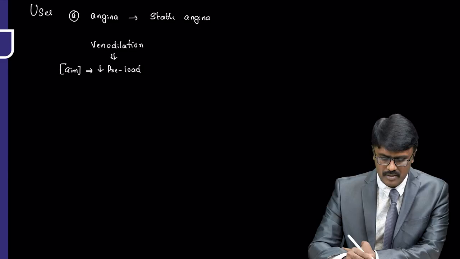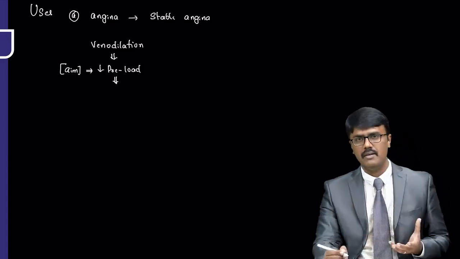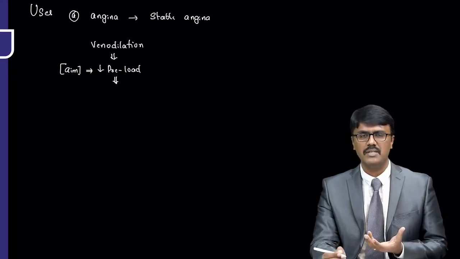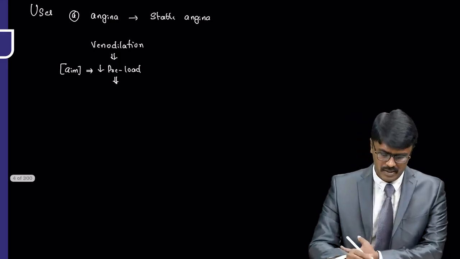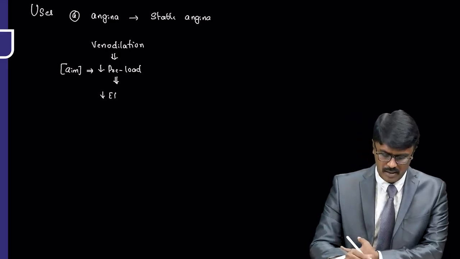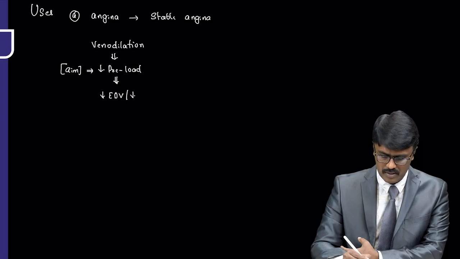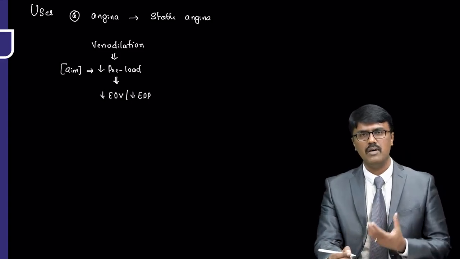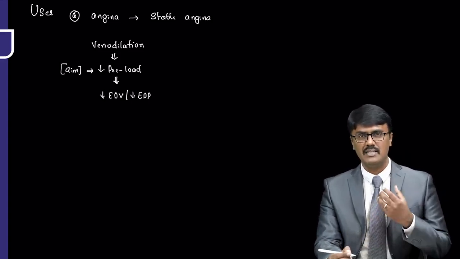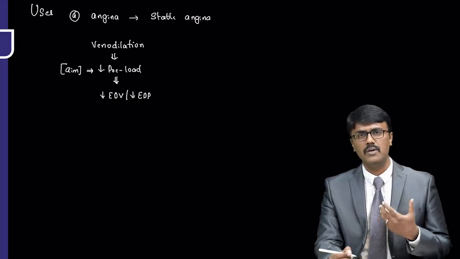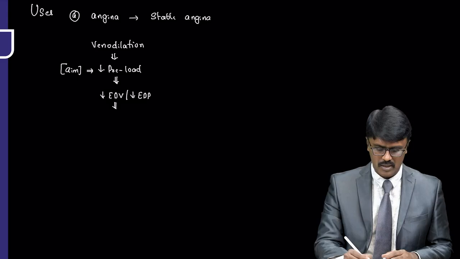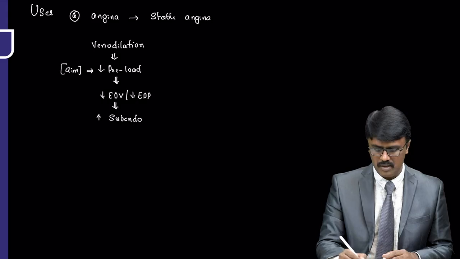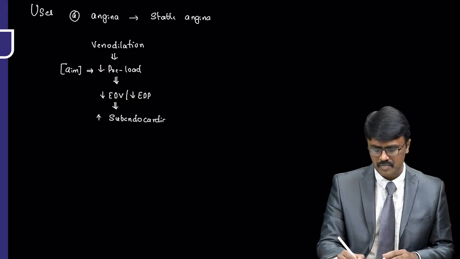Now what happens when they decrease the preload? Obviously when you dilate a vein, the blood going to the ventricle decreases. What happens to diastolic pressure? The diastolic pressure decreases. So this will decrease end diastolic volume, or what we call end diastolic pressure. Now when you decrease the end diastolic volume or pressure, the subendocardial tissues will undergo very good perfusion. So there is increase in subendocardial perfusion.